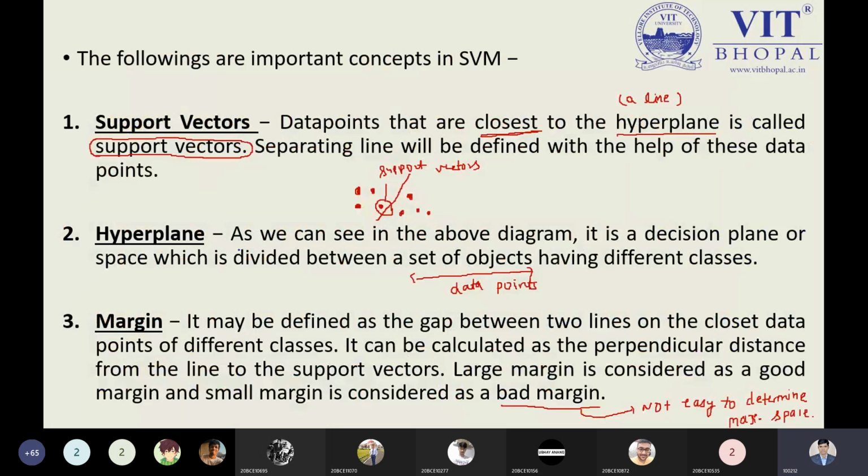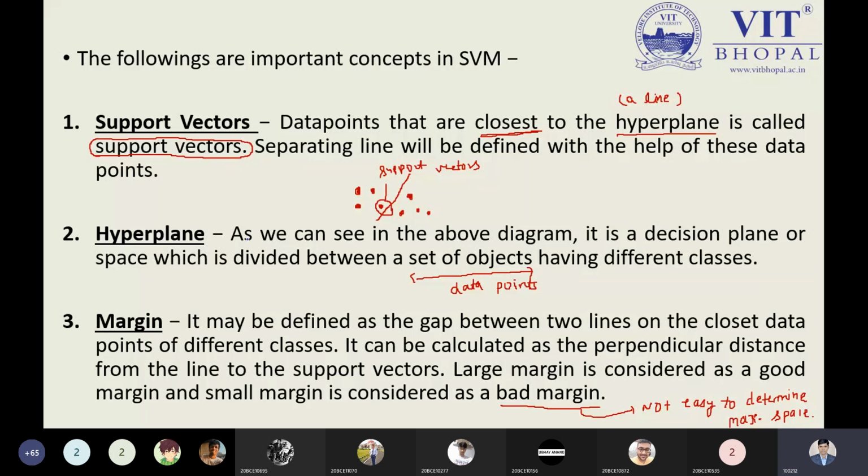Now let us discuss some important terms. Hyperplane we have already discussed. Here we have three important terms: support vectors, hyperplane and margin. Hyperplane we have seen. Now it's time to discuss the support vector. Support vector machine is the name of the machine learning algorithm. But what is the meaning of the support vector? Why is it called the support vector?